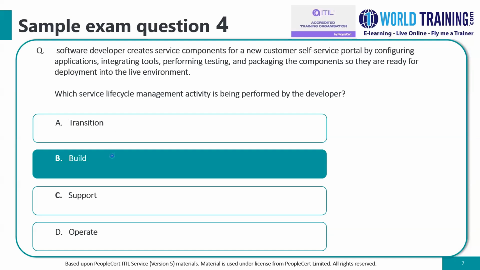Choice C, support, is incorrect because that is about resolving incidents and restoring services after the issues occur, and not about creating or testing new service components. Similarly, D, operate, is also incorrect because that focuses on running and monitoring services that are live, not to build or prepare them for the development, post-development, which is the deployment and transition.